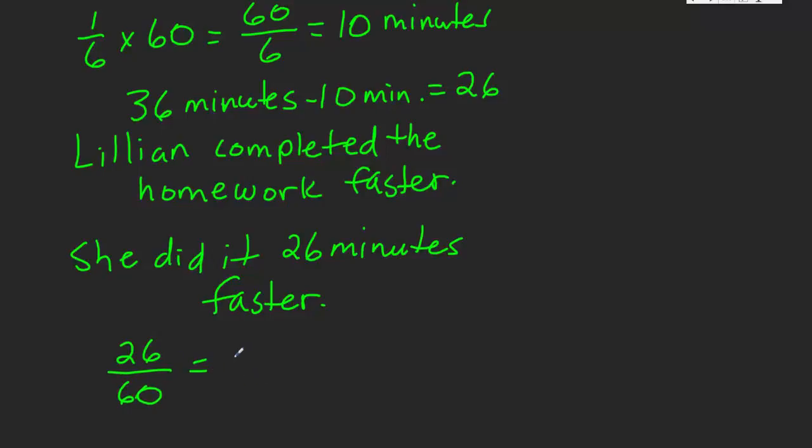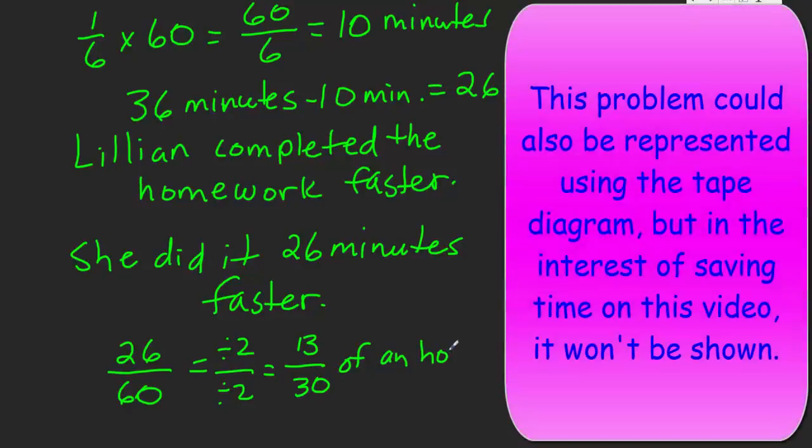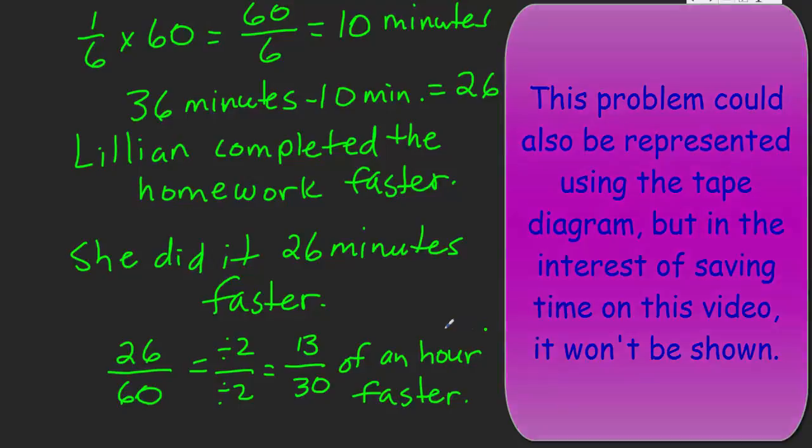Here I can see a 2. Let's just divide out a 2. That's going to give 13 because that's double. Dividing 60 by 2 is going to give 30. 13 is a prime number, so that's where it ends. So we can say that it's 13/30 of an hour faster. There's probably another way, yeah, the old tape diagram way.